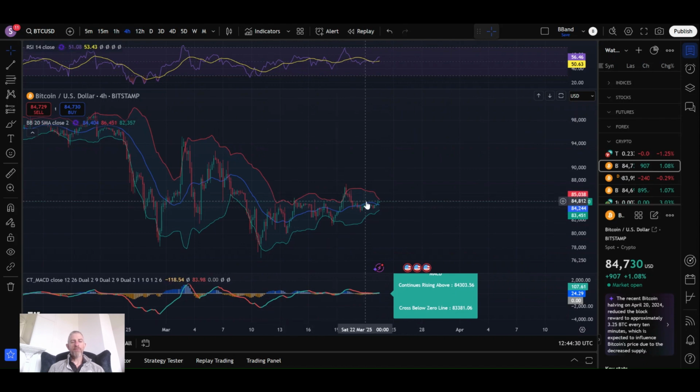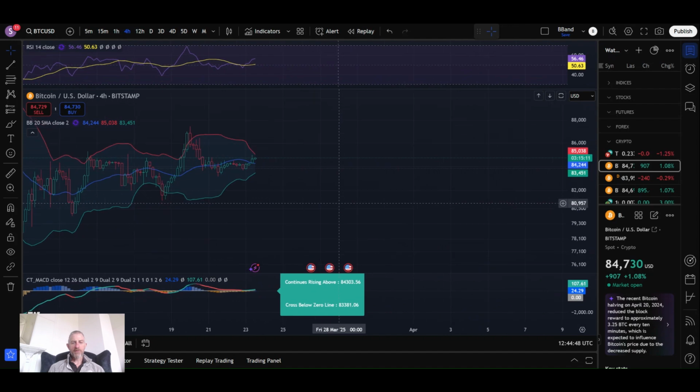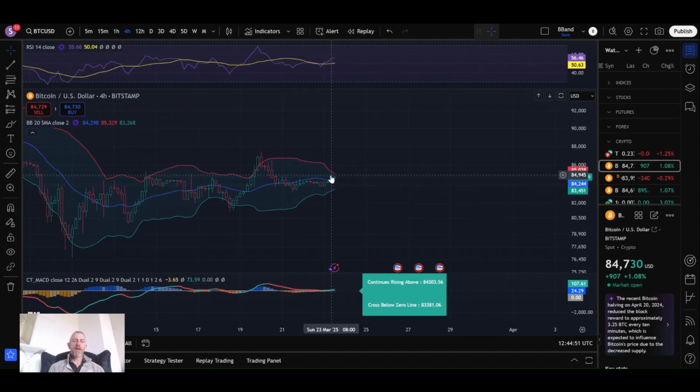You can see that the 4-hour over the last, well, week or so has been in an uptrend, but it's not a very impulsive one. Each move up has almost been retraced, but not quite. So it has been setting in higher lows, and it's in a very low volatility environment right now. Look how narrow those Bollinger Bands are. And the good thing is the price is above the midpoint.